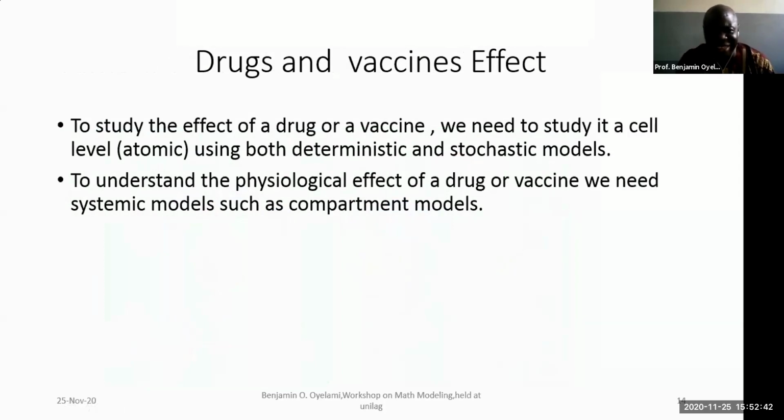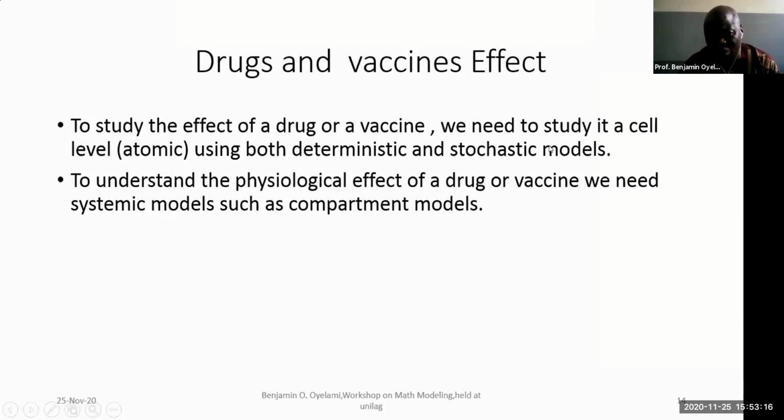So, drugs and vaccine and effects. To study the effect of drugs or a vaccine, we need to study the behavior of that vaccine at the subatomic level. That is within the cell, within the blood vessels and other things, to see how they behave. We can use both deterministic and stochastic models. Stochastic models are sometimes very effective when we are looking at it from a genetic point of view.